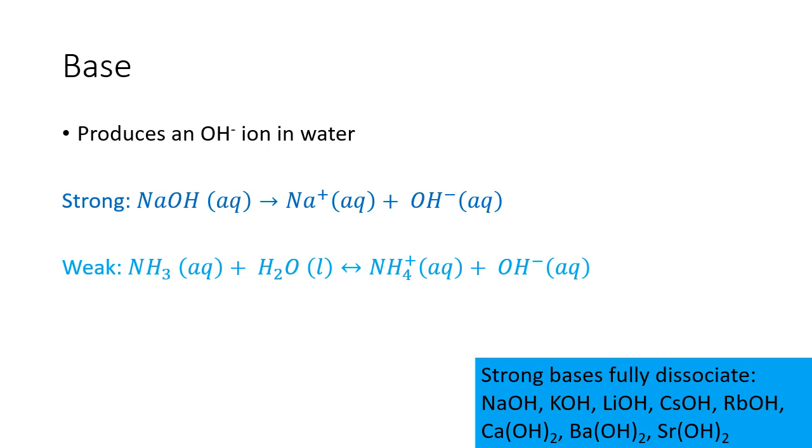Bases produce a hydroxide ion in water. Strong bases get a one-way arrow, just like strong acids do, because they fully dissociate. And weak bases get a two-way arrow because they partially dissociate. So all of those species exist simultaneously. Now, this is the simplest definition of a base, and it is the most common example of bases that you will see, just like our acid definition was the most common definition.